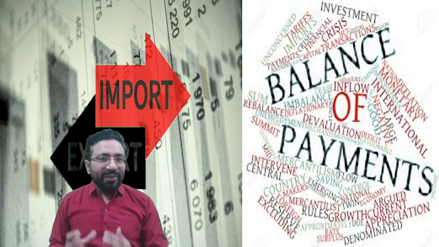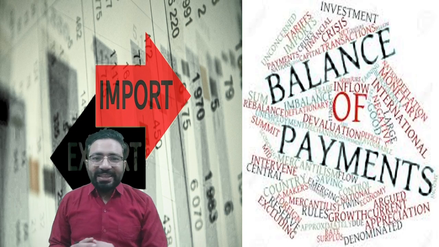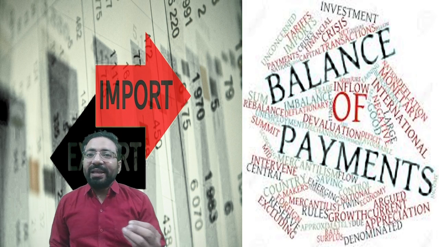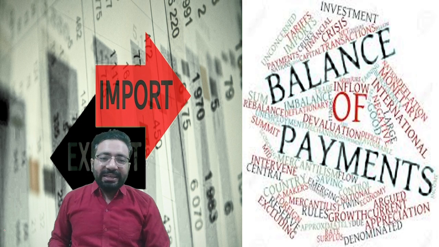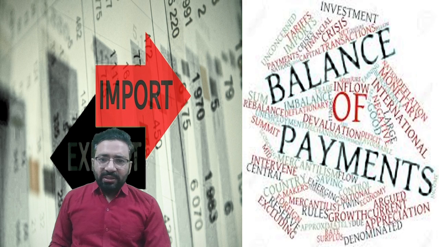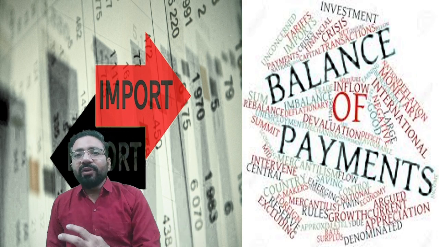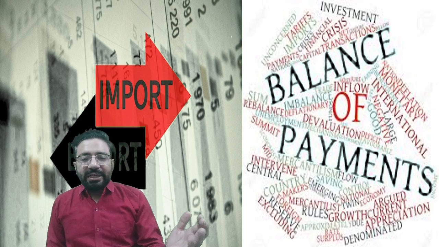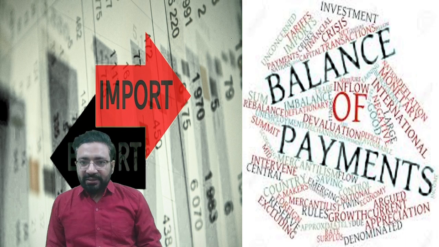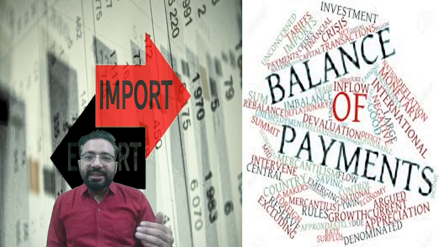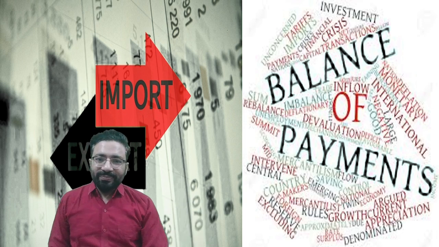Today we are going to discuss a very important concept of macroeconomics, that is balance of payments. As the name suggests, it's a balance of what? Balance of payments. As you can see on the screen, there are two terminologies written here, import and export. Most probably you are aware of import: whatever we are purchasing from the rest of the world, getting those things in our domestic territory, is called import. And whatever we are selling to the rest of the world is export.